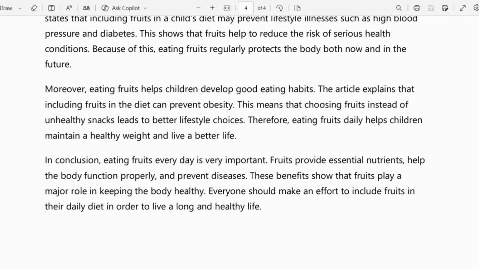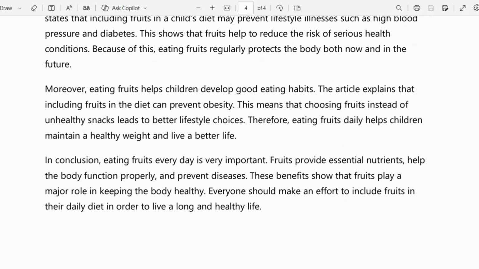Moreover, eating fruits helps children develop good eating habits. This article explains that including fruits in the diet can prevent obesity. This means that choosing fruits instead of unhealthy snacks leads to a better lifestyle. Therefore, eating fruits daily helps children to maintain a healthy weight and live a better life.